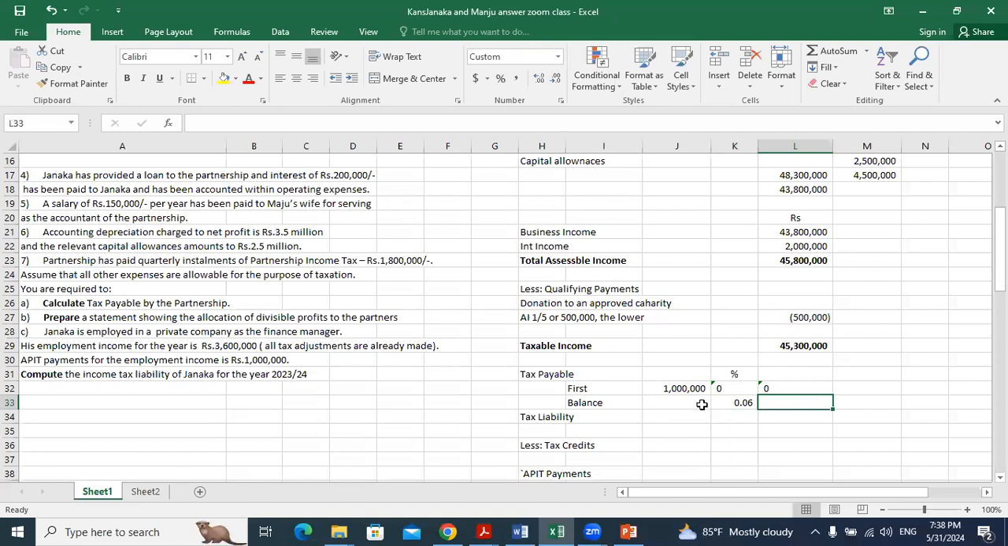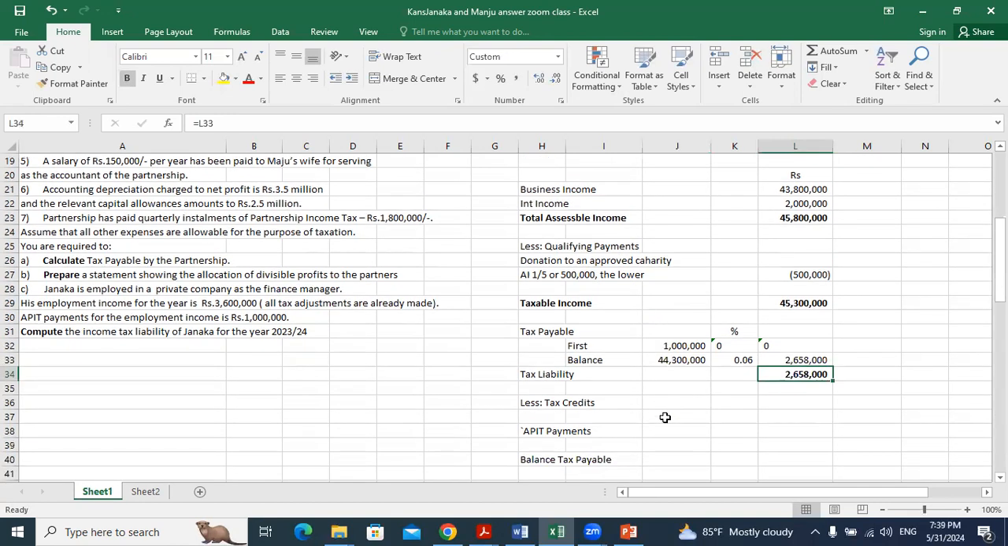How much is the balance? The balance is 45.3 million minus this 1,000,000, which is 44,300,000. We get the value $2,658,000. This is the tax liability. Any issue up to now? Anything you would like to ask me? This is the tax liability of the partnership.